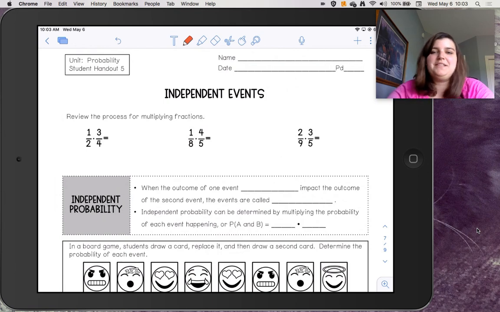Hey everybody. All right, so we are on section 10.5, our second to last new section of the school year. Today we're going to learn about independent events. A skill that you're going to need today is multiplying fractions. So let's look at multiplying fractions right over here.